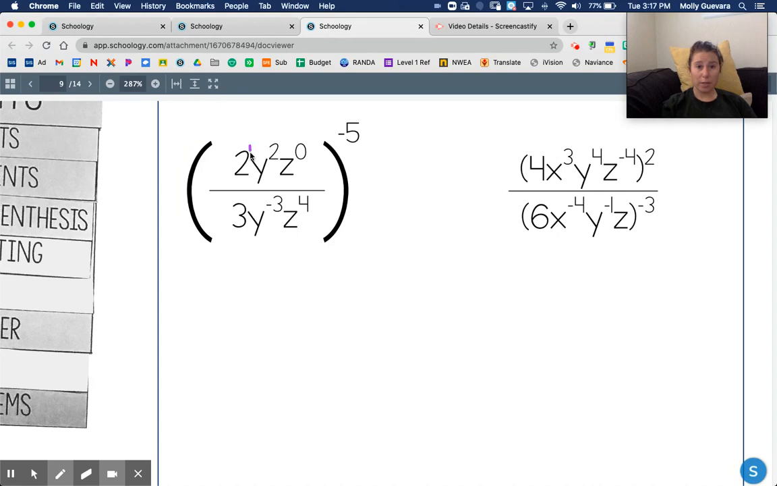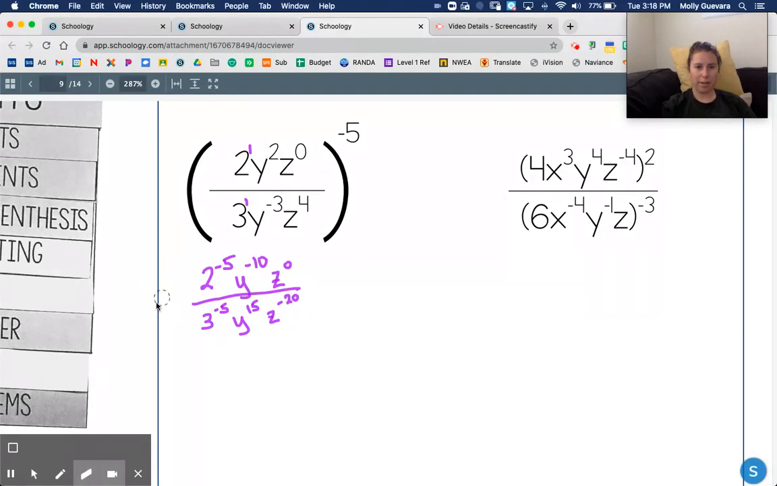So in this case, I'm going to go ahead and distribute the negative 5 first. So this gets me 2 to the negative 5, y to the negative 10, z to the 0, over 3 to the negative 5. So that negative 5 needs to go to the top and bottom. Y to the 15, z to the negative 20. Okay, so now I've gotten rid of that 5, so now I can really just start simplifying.